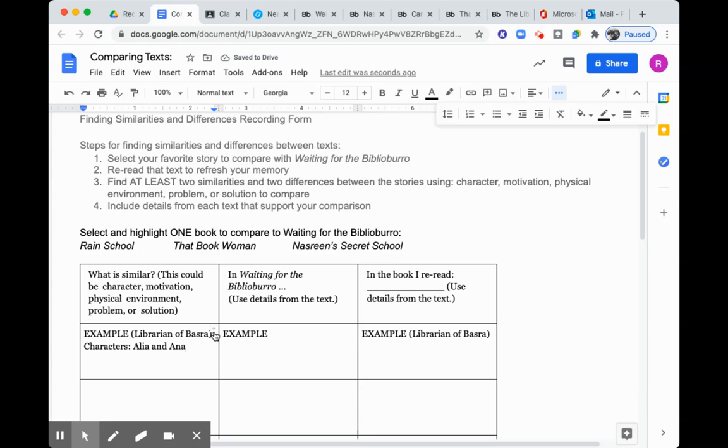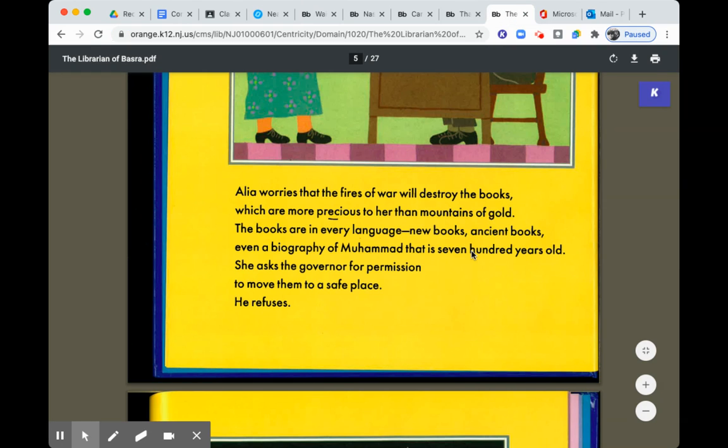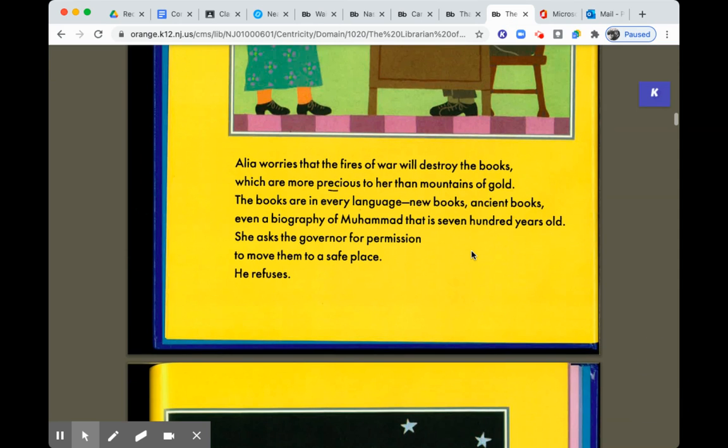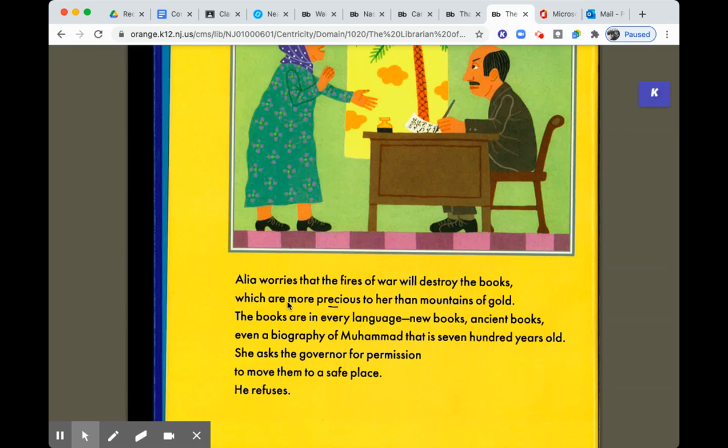Okay, so in the book that I read, I noticed that Alia really loves books and she thinks they are so important to her. Then I'm going to look at the text for The Librarian of Basra, and my evidence I found on page 5. The first sentence says, Alia worries that the fires of war will destroy the books, which are more precious to her than mountains of gold.